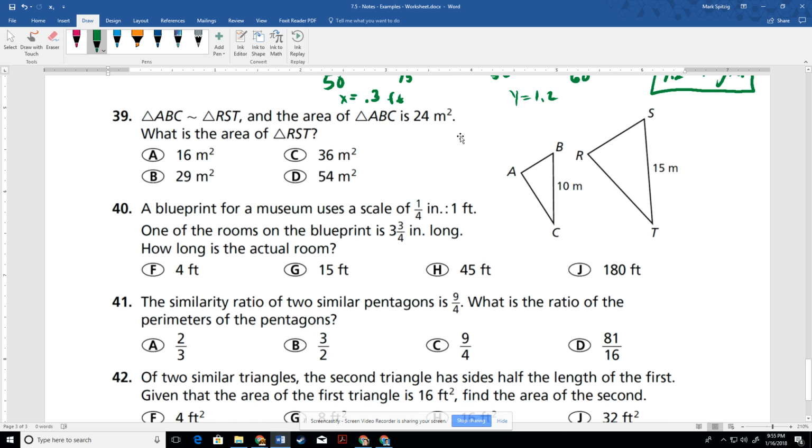They tell me that these triangles are similar. It says the area of ABC is 24, and then it asks what is the area of the other one. So first we need to find the scale factor.